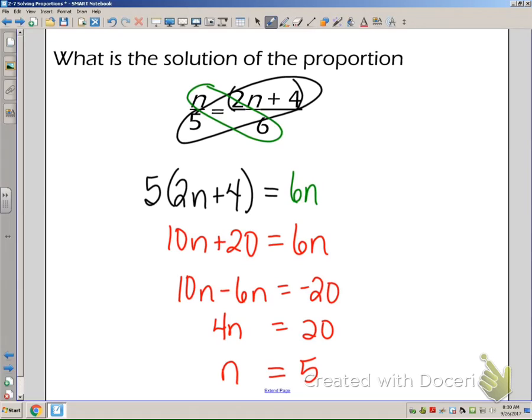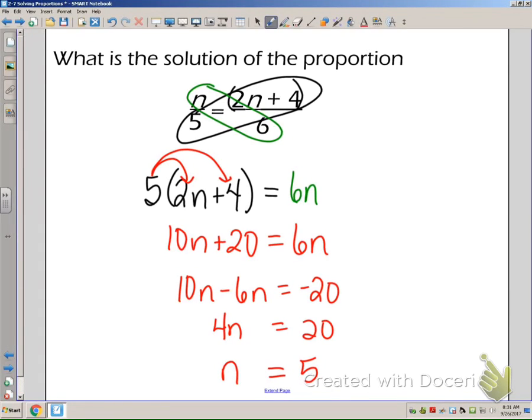5 times the quantity 2n plus 4, because I'm timesing it by everything that's up there. Timesing that 5 by everything, not just the 2n. So I had to put it in parentheses. So then I get 10n plus 20 when I distribute. 5 times 2 is 10, 5 times 4 is 20.